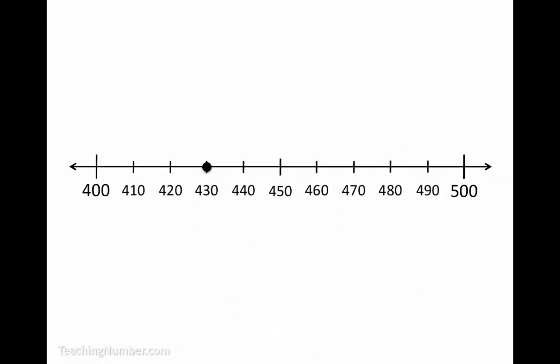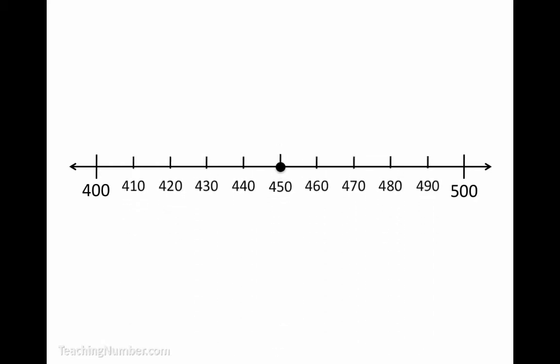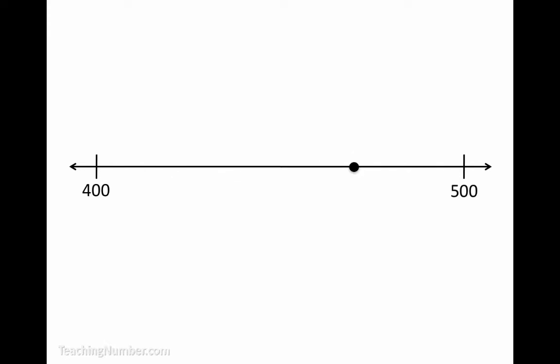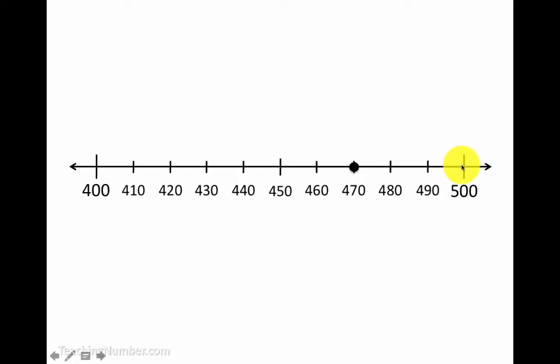Students can demonstrate their understanding of this new scale by using the same proportional reasoning strategies they have used on previous number lines. For example, consider this dot. It could plausibly represent the number 470 or the number 480. If we look closely, we can see that it's a little bit closer to the midpoint, which would be 450, than it is to 500. That tells us this dot must represent the number 470.